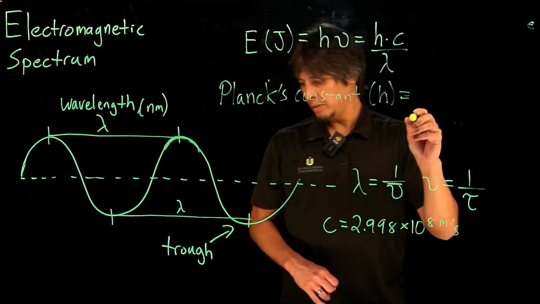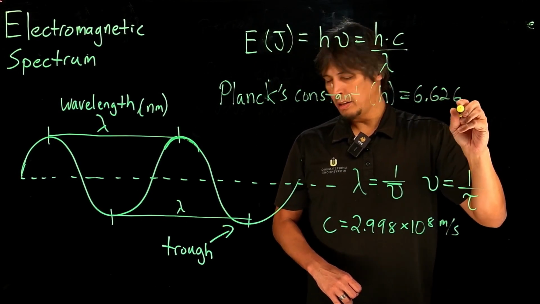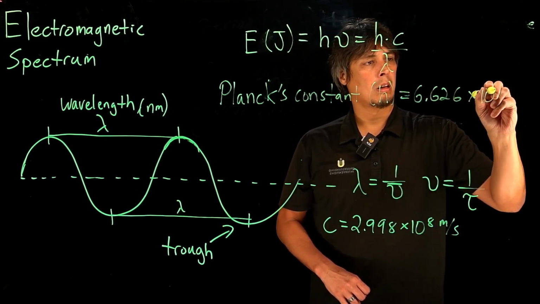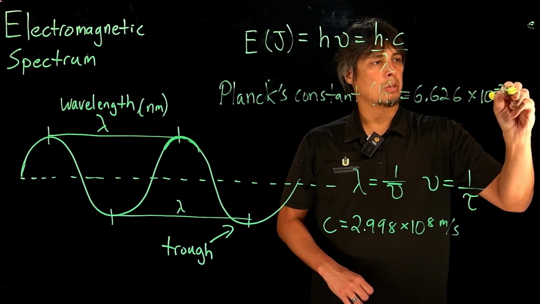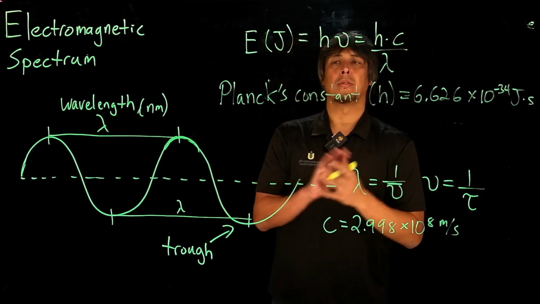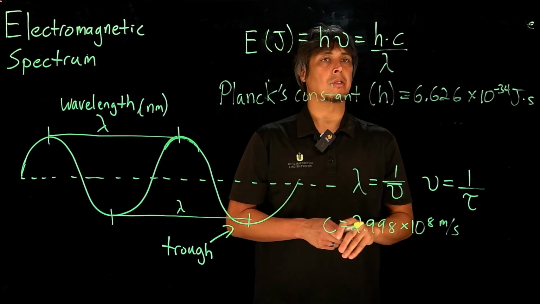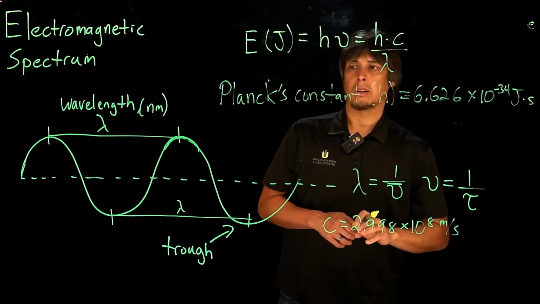That's equal to 6.626 times 10 to the negative 34th joules times seconds. All right, and if we have frequency or wavelength, we can then convert to energy using Planck's constant and also the speed of light.